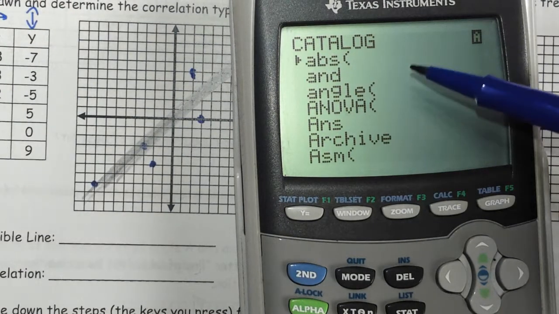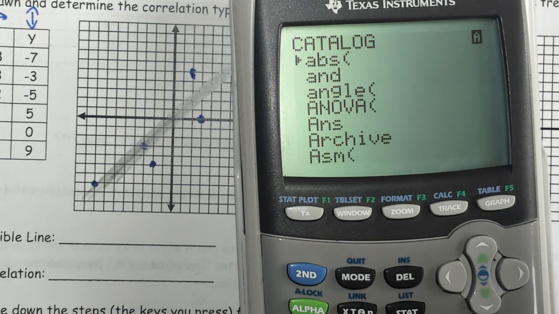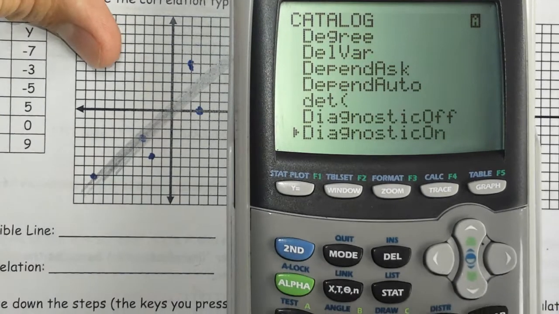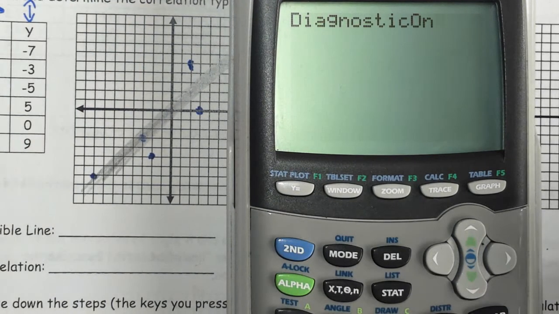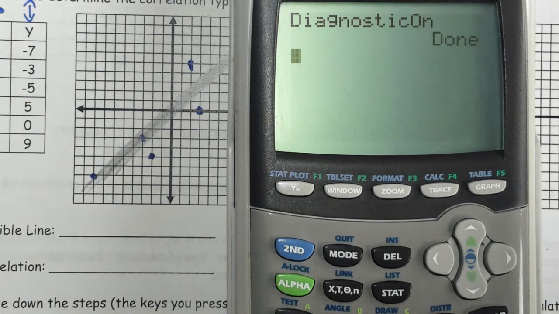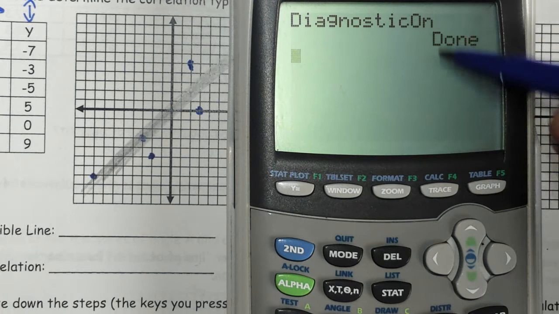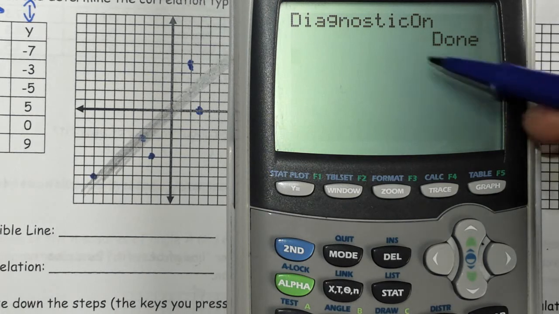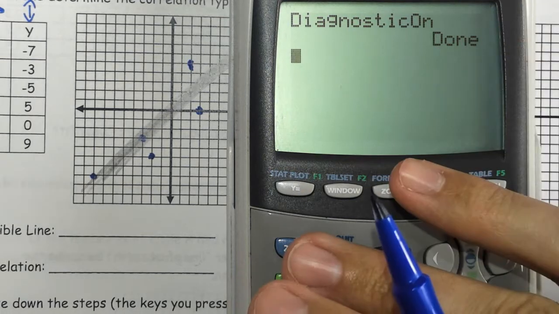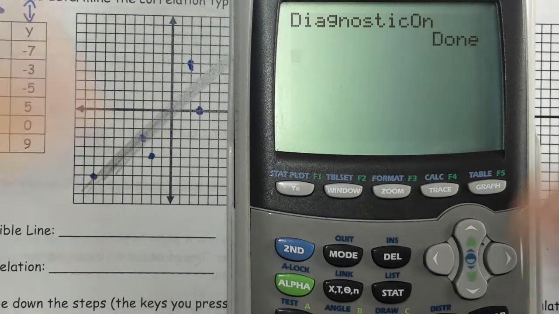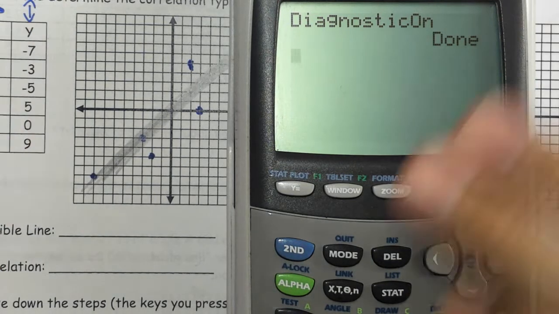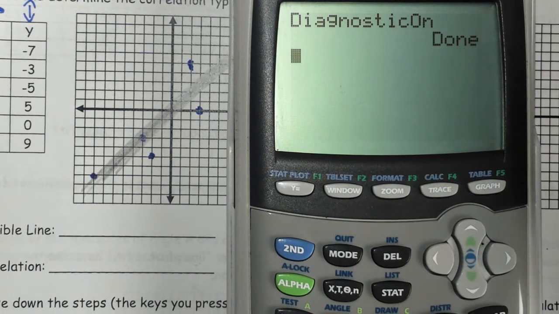There's my catalog. We need to go to diagnostics on, so go all the way down to the D's and turn the diagnostics on. If I hit enter one time, it is not on. You have to hit enter a second time, and that gets us the done word. We are done when it says done there. You could do this before you started, or between doing the stat stuff, but now that it's on, it stays on until you turn it off or reset the calculator.